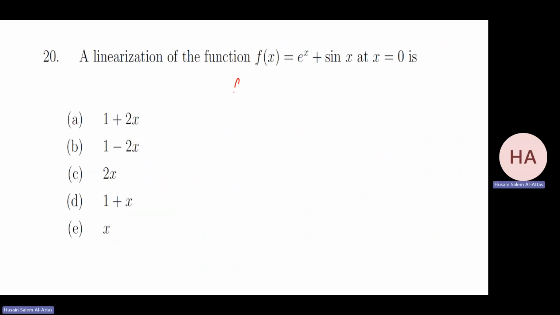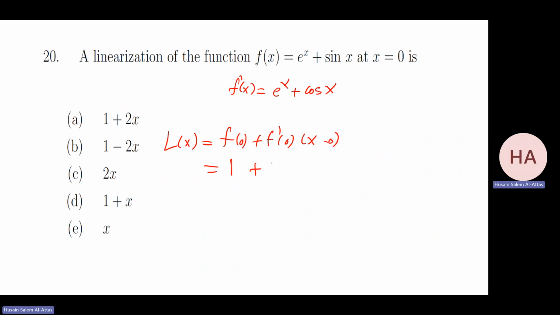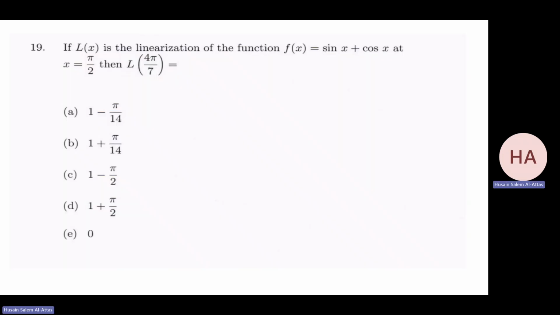Different function. f prime of x will be e to the x plus cosine x. L of x will be f at 0 plus f prime at 0, x minus 0. f of 0, e to the power 0, 1 plus 0, which is 1. f prime at 0, 1 plus 1. That will be 2x, which is this. Okay. Same idea, but now I need to find L at a value.